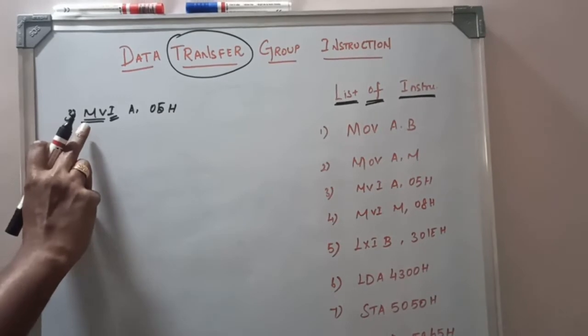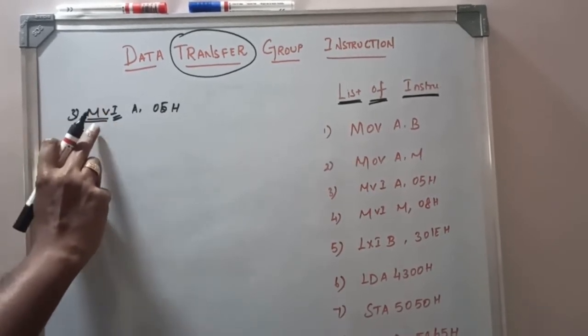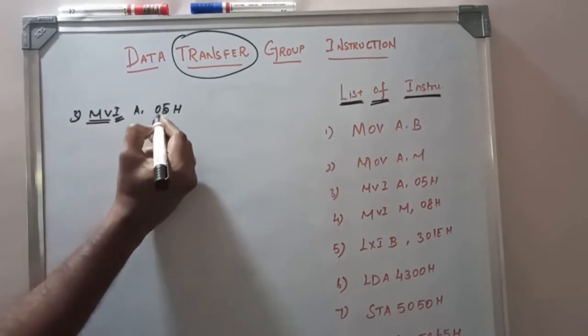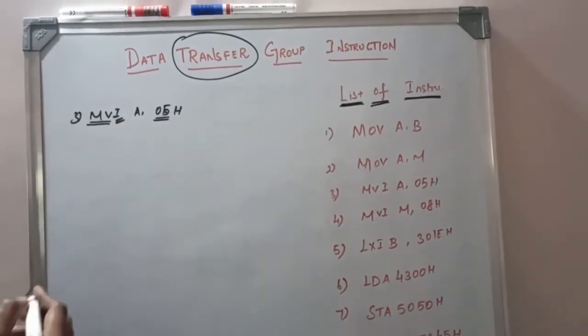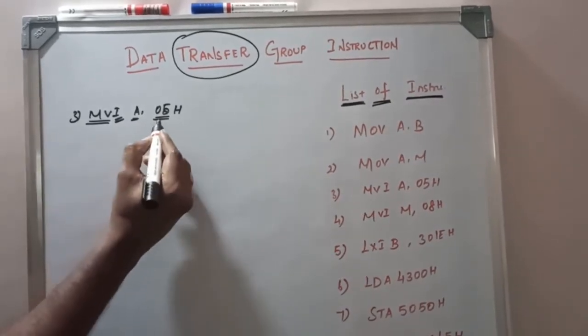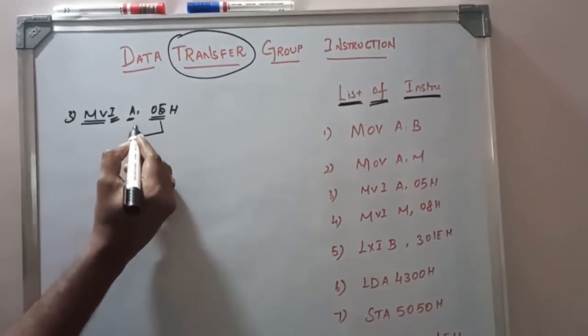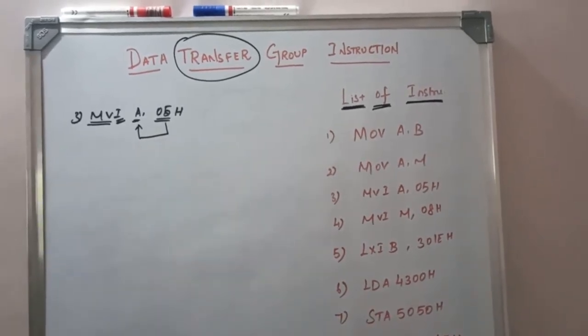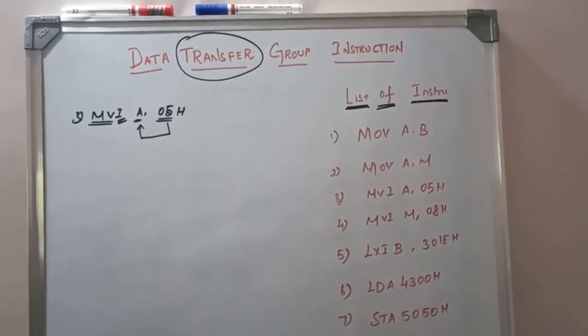So the instruction MVI represents the move command, and I is the immediate value. In the instruction itself you can pass the 8-bit immediate value. A is the accumulator. So in this instruction, the immediate value 05H is moved to the accumulator. That is the basic function of the move immediate A comma 05 instruction.